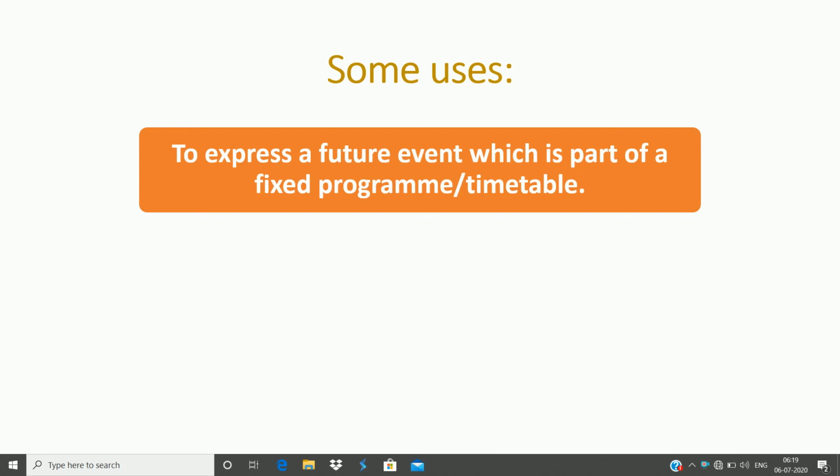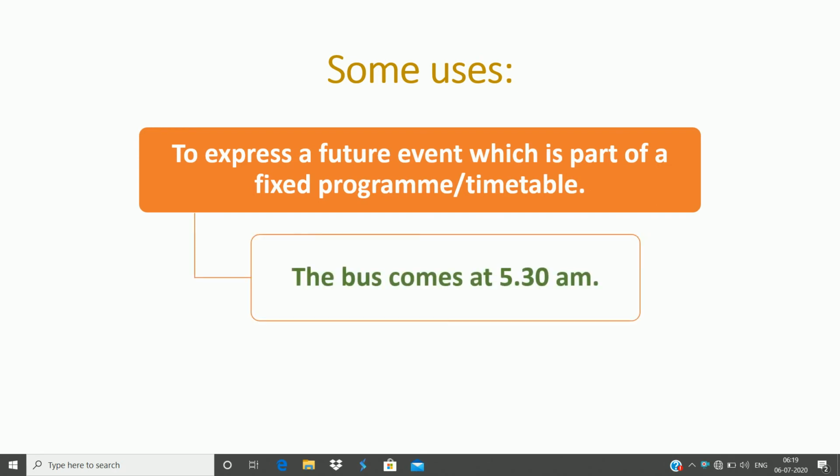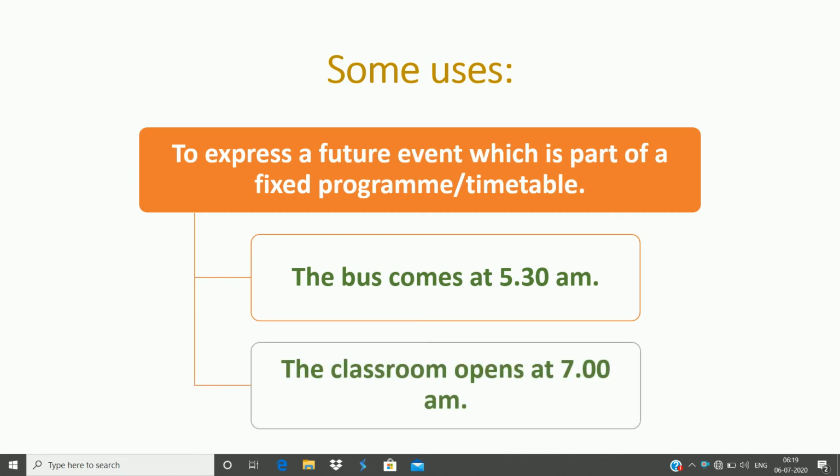Simple present tense is also used to express a future event which is part of a fixed program or timetable. For example, the bus comes at 5:30 a.m. The second example is the classroom opens at 7 a.m. Similarly, you can say the teacher enters at 8 o'clock. The train leaves at 5 o'clock.